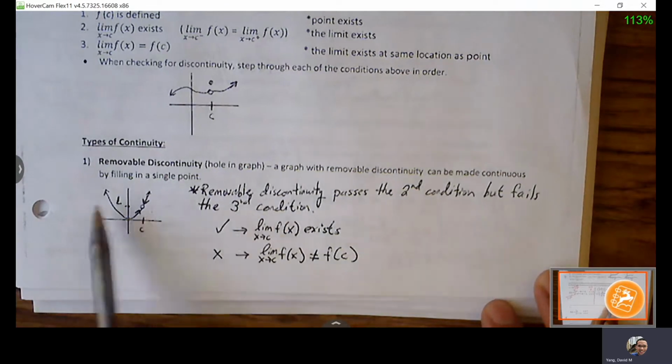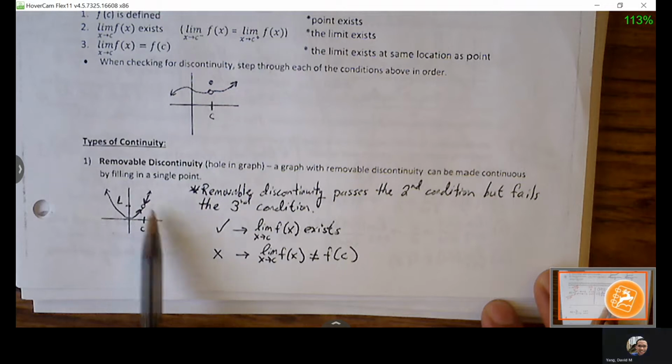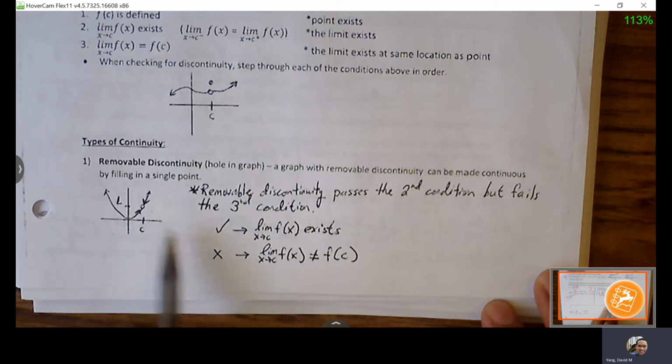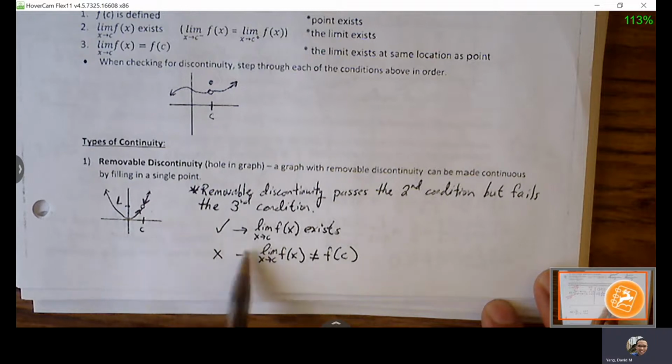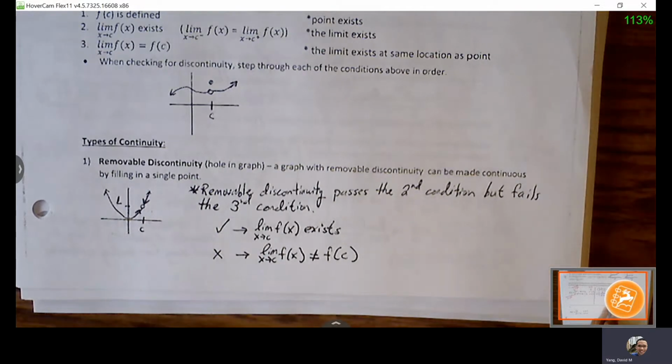So if it passed the second condition, that means the limit exists. But the third one, if it fails, that means for one reason or another, the point is not defined in the same location where the limit is. That's when we're going to achieve removable discontinuity.